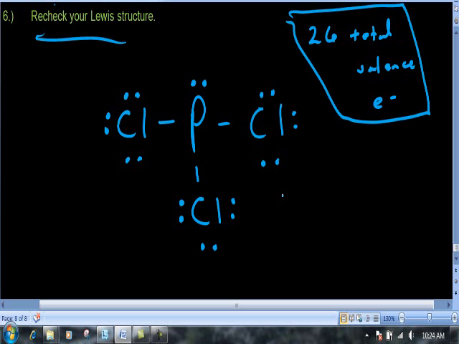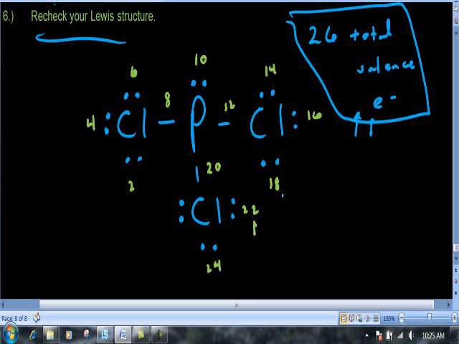Earlier we added up that we had 26 total valence electrons from phosphorus and 3 chlorines. Checking our structure, we should not have more than 26 valence electrons in the structure. Counting up all of our pairs of electrons, we have 2, 4, 6, 8, 10, 12, 14, 16, 18, 20, 22, 24, and here's 26 electrons. That matches our total valence electrons.